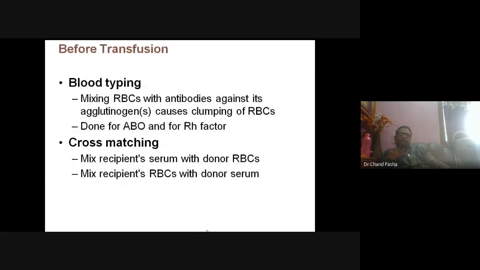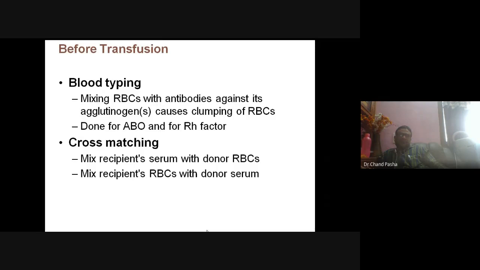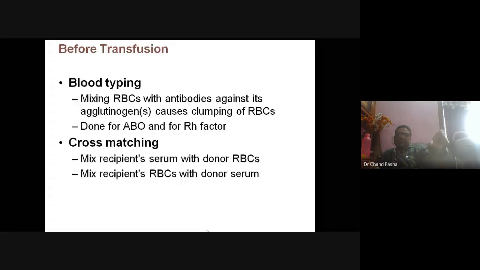Before transfusion, you need to do the blood typing. What you need to do is take the blood and add the antibodies to it. As far as the ABO system is concerned, you need to take 3 drops and add anti-A, anti-B and anti-D, and see where the clumping is taking place. We'll do the experiment also of this.